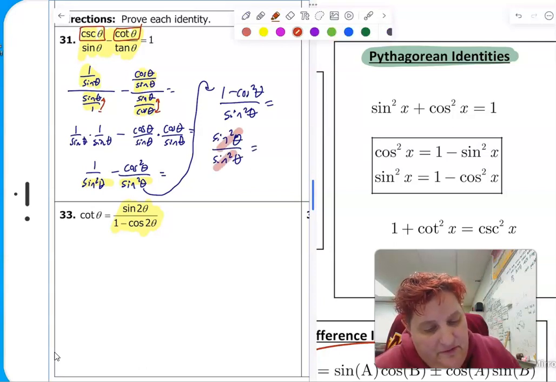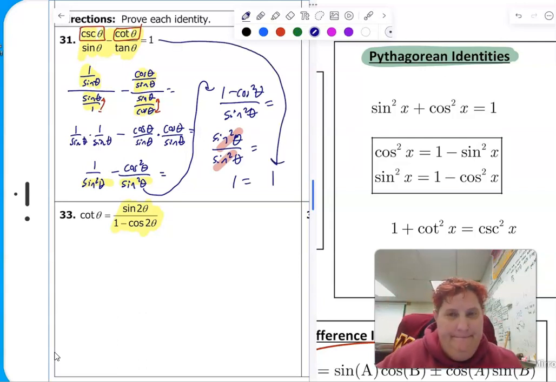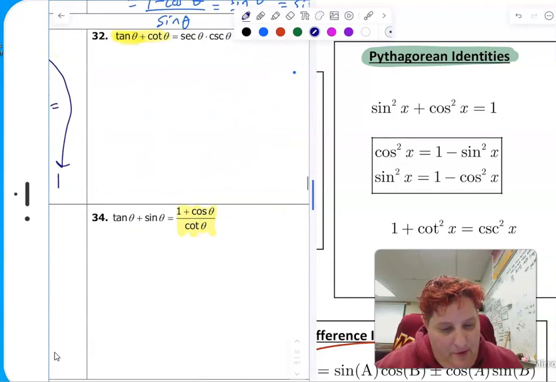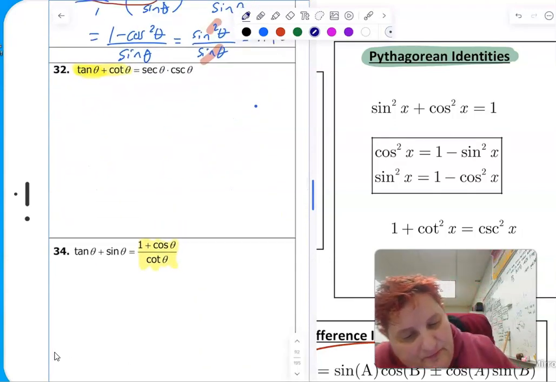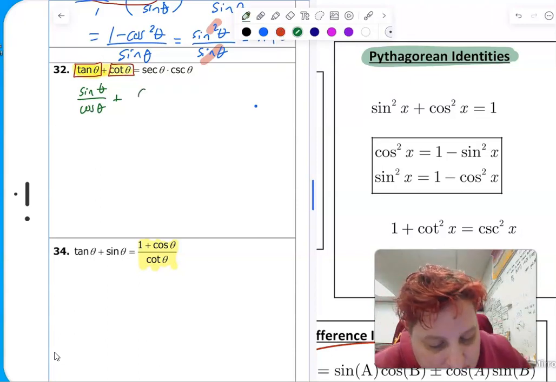And sine squared over sine squared is 1. And that's what we're trying to get to. Okay? Alright, nice. Let's see, over here, I'm going to put these as sine over cosine. And then cotan, I'll go ahead and put that as cosine over sine.